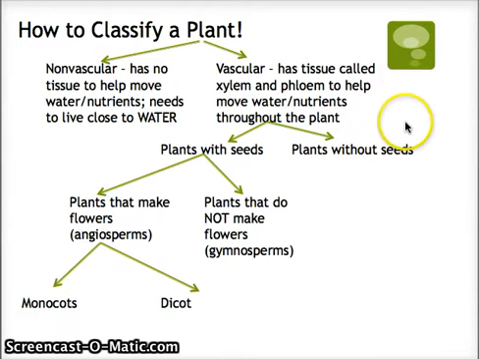From there, we're going to talk about vascular plants only. A vascular plant is either going to have seeds or no seeds. Going off of the seed column, if you have seeds, you either have flowers or no flowers. Plants with seeds that have flowers are called angiosperms. Easy way that I remember that: Angie is a girl's name, and girls like flowers.